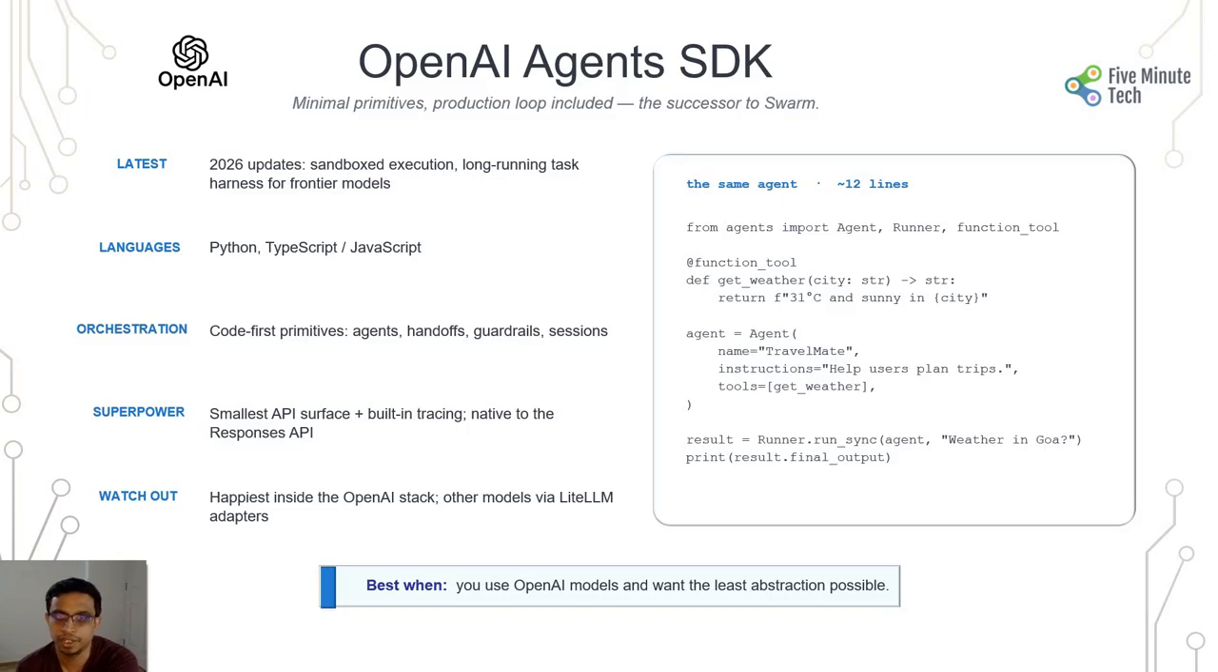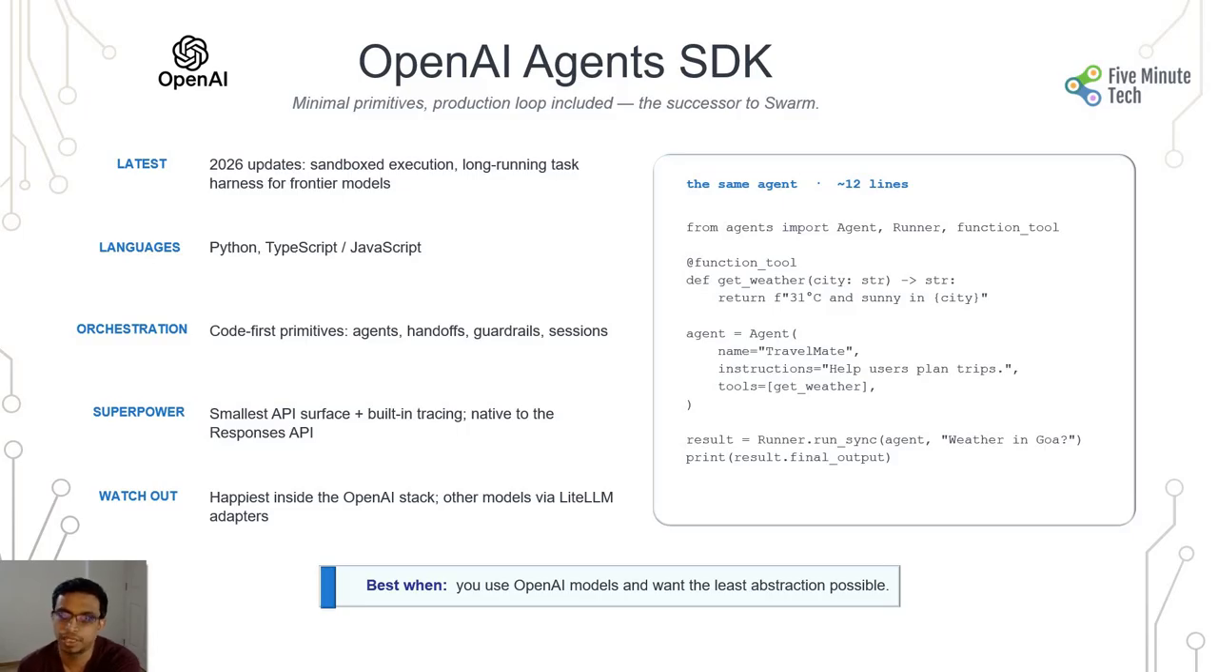The one area you should watch out for is that it is happiest inside the OpenAI stack, and other models work via LiteLLM adapters. That is something you should be careful about. It is best when you use OpenAI models in your system or enterprise and want the latest abstractions possible, then you can go for the OpenAI Agent SDK.